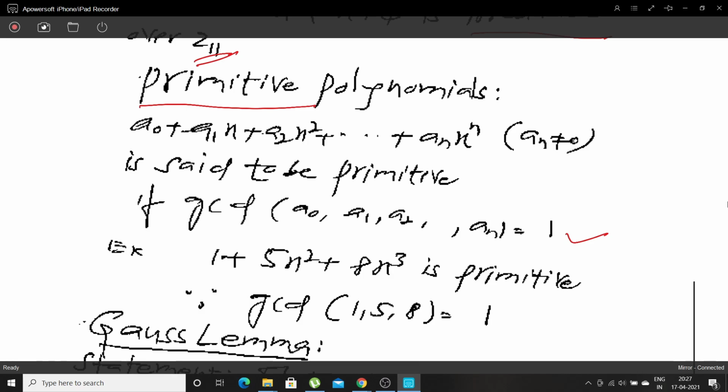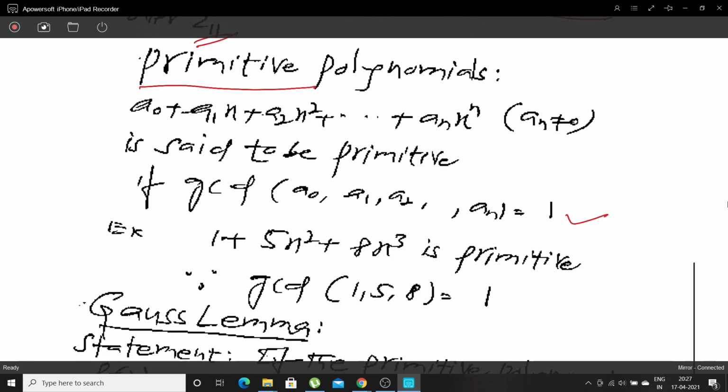Okay. Let me take an example. The constant term 1, coefficient of x square is 5, coefficient of x cube is 8. All these constants 1, 5, 8 are divisible by only 1. That means GCD is 1. Remember, the GCD is 1. Then the polynomial is said to be primitive.